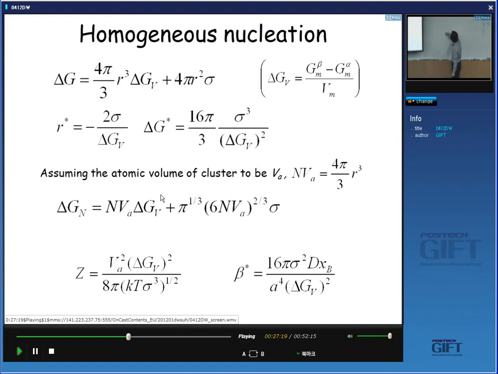Then when we assume the atomic volume, the volume of one atom inside of the cluster, is Va, and n is the number of atoms, then n Va will be the volume of the cluster, right? Because Va is the volume of one atom and n is the number of atoms in the cluster. So n Va will be the volume of the cluster, and it should be equivalent to this one.